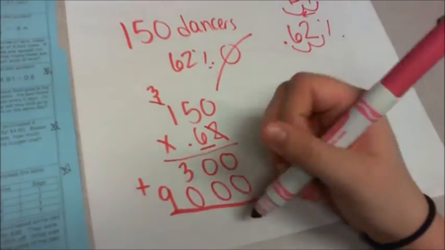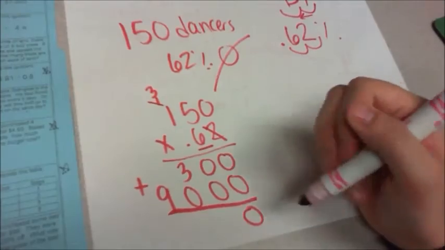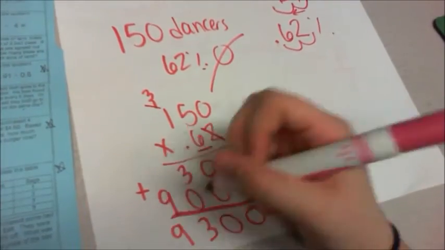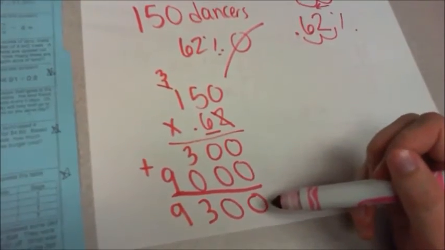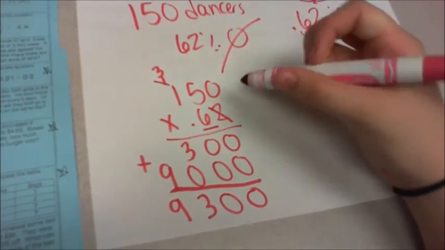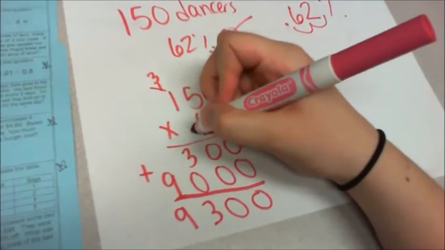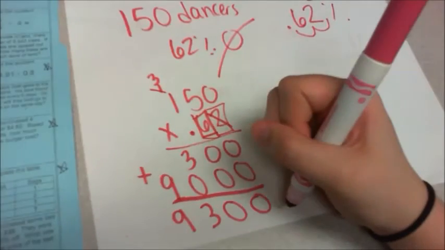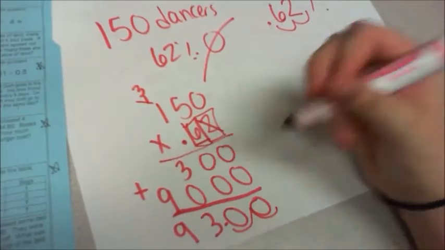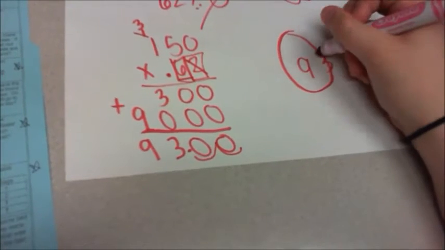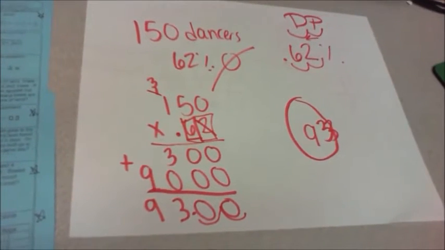Now we add. 0 and 0 is 0. 0 and 0 is 0. 3 and 0 is 3. And then 9. Now before you say that's your answer, that is not our answer. If we started out with 150 dancers, there's no way we could cut 9,300 of them. Look back in your multiplication problem. We multiplied with a decimal. There were 2 numbers behind the decimal, which means we need to move our decimal place 2 places over. That makes a lot more sense. This time, 93 dancers got cut. Sorry, guys. Try out for the next one.